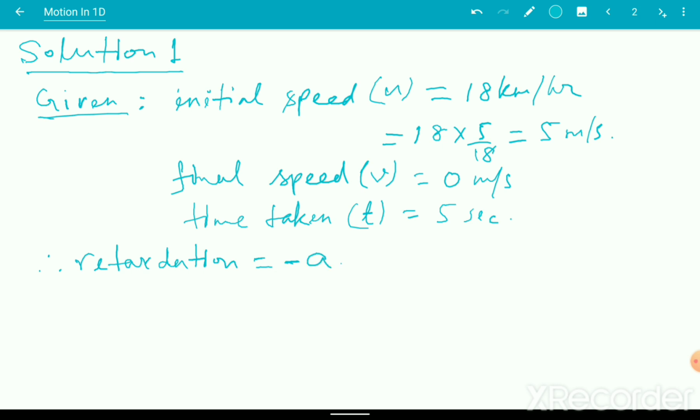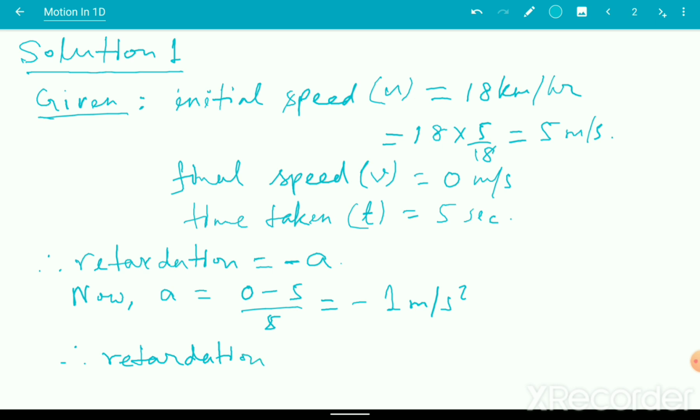So what is the acceleration? Acceleration a is equal to final speed 0 minus initial speed 5 meter per second, divided by time taken 5. This turns out to be minus 1 meter per second square. As retardation is the negative of acceleration, therefore retardation is equal to 1 meter per second square. So this is the retardation.